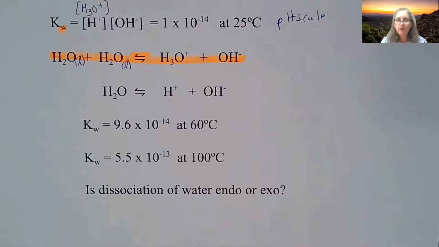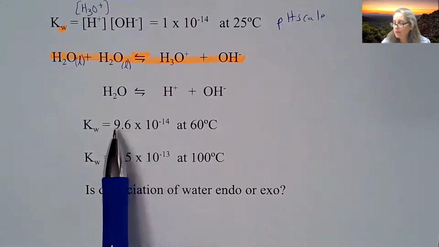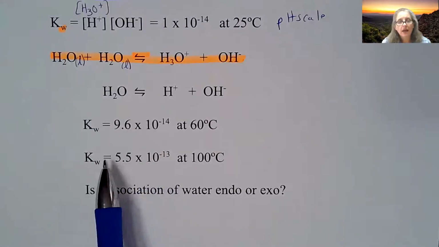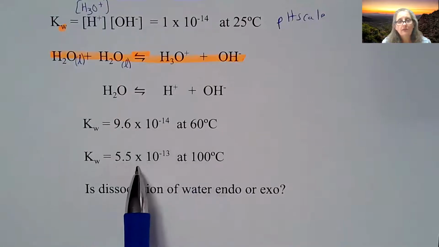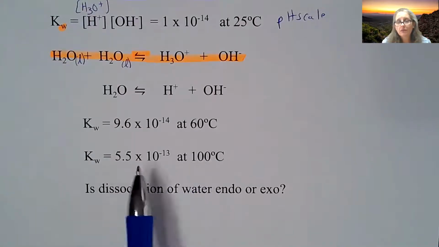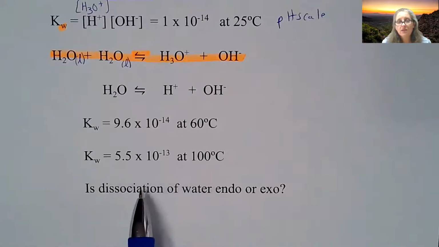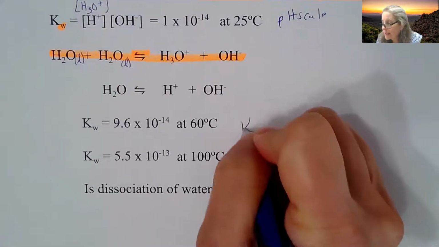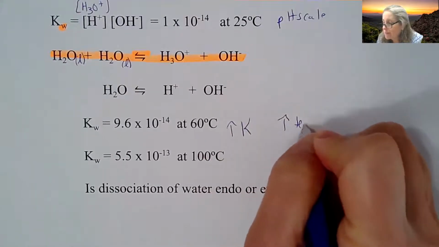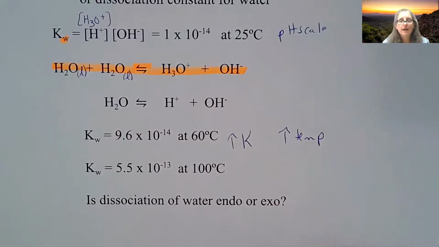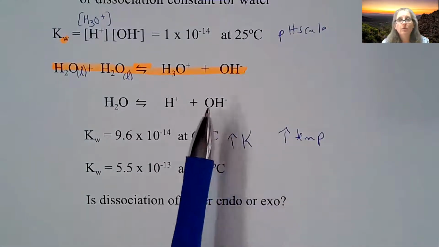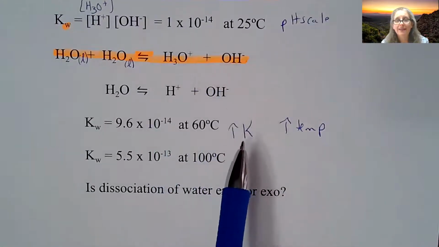So in continuing with our discussion of Ks here, this is a Kw, we're going to talk about a Ka and a Kb in this section too. If my Kw for water is 9.6 times 10 to the negative 14th at 60 degrees Celsius, and then it goes up to 5.5 times 10 to the negative 13th at 100 degrees Celsius, is the dissociation of water endothermic or exothermic? So the K is increasing as I increase temperature, okay? So that means I am producing what? I'm producing more product, okay? Because my K is getting bigger.